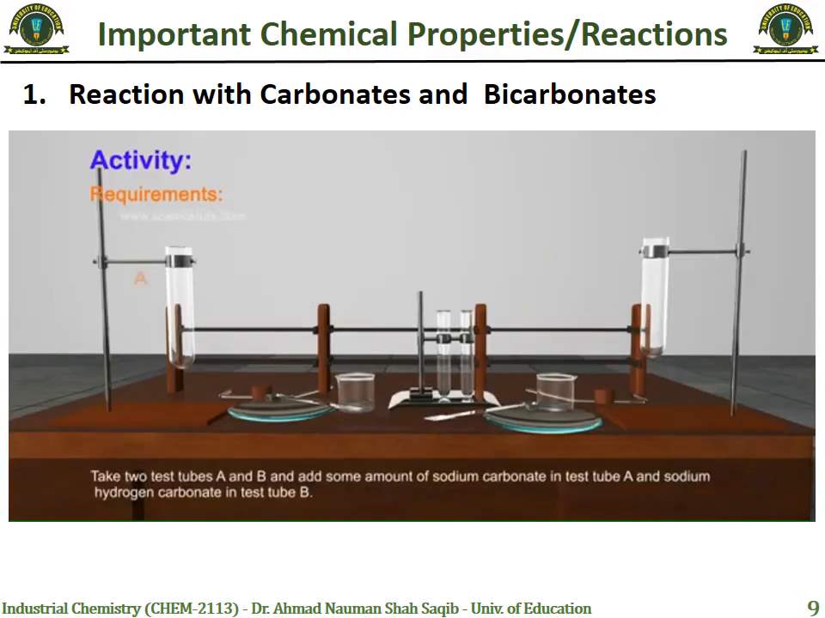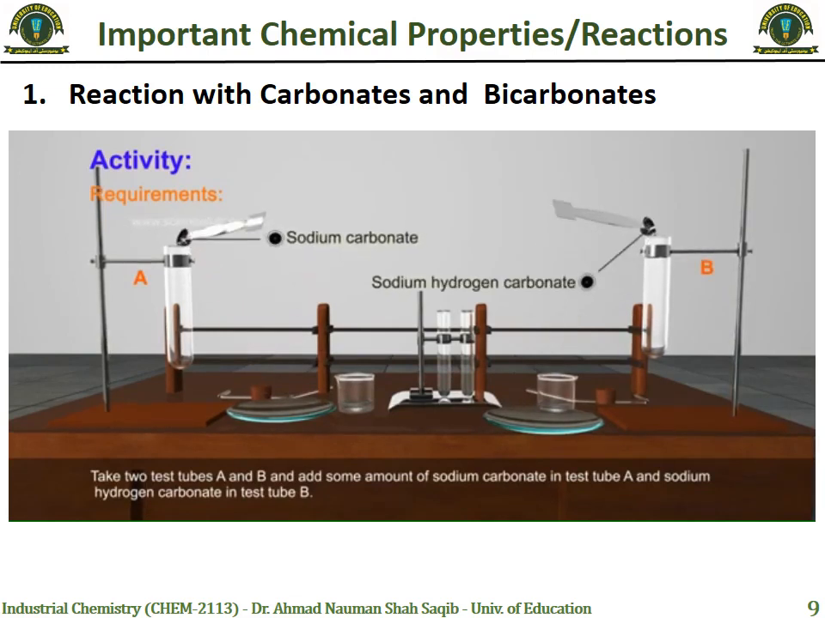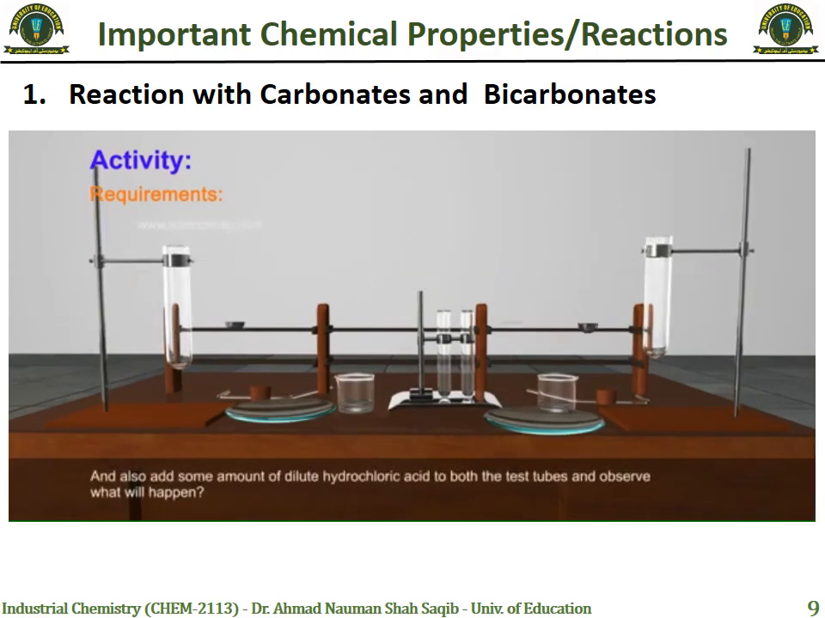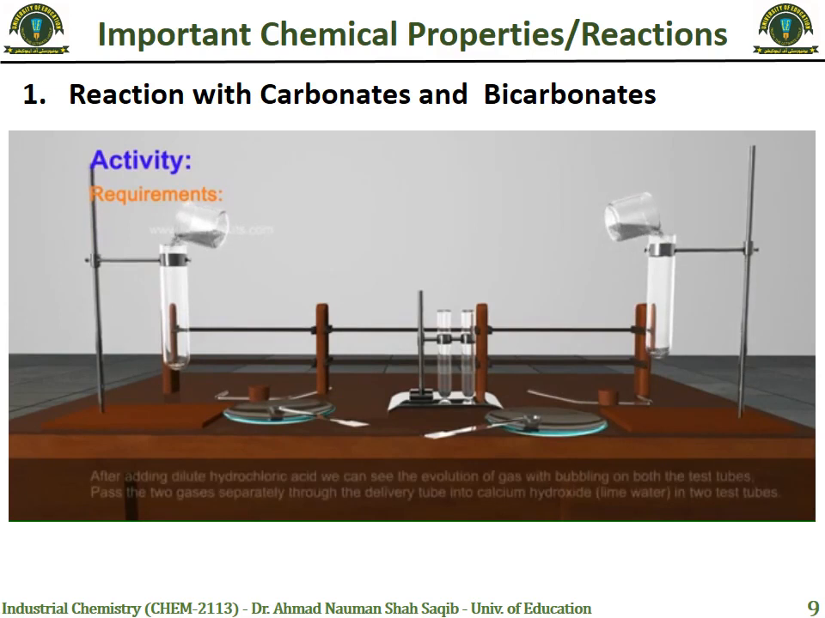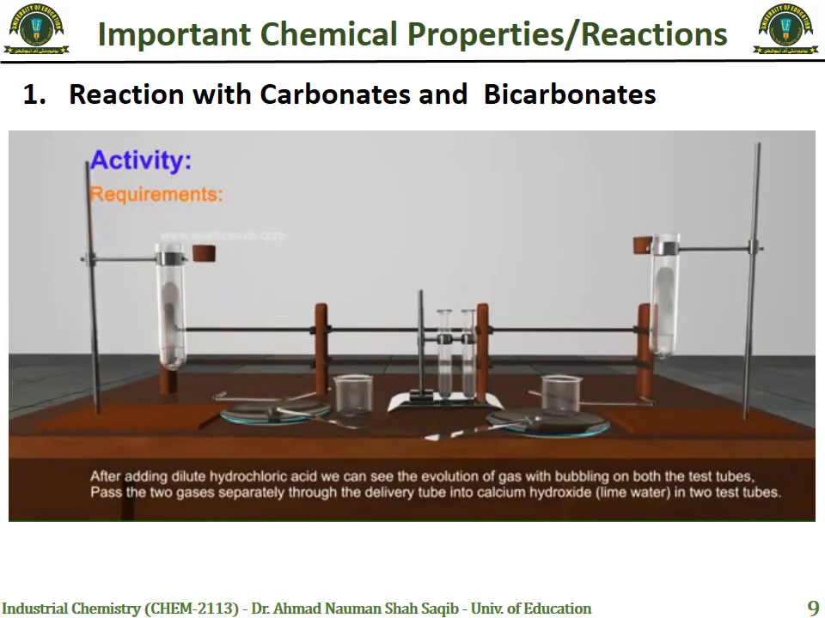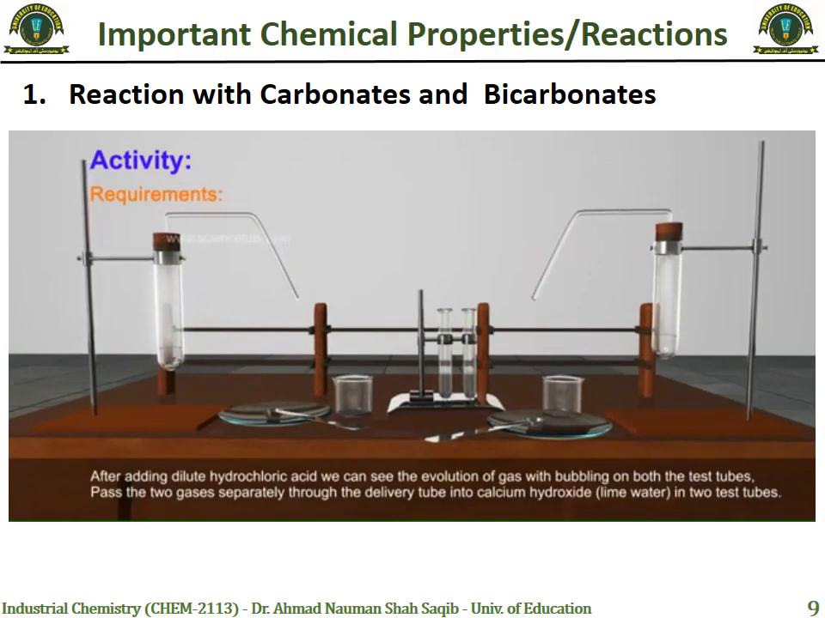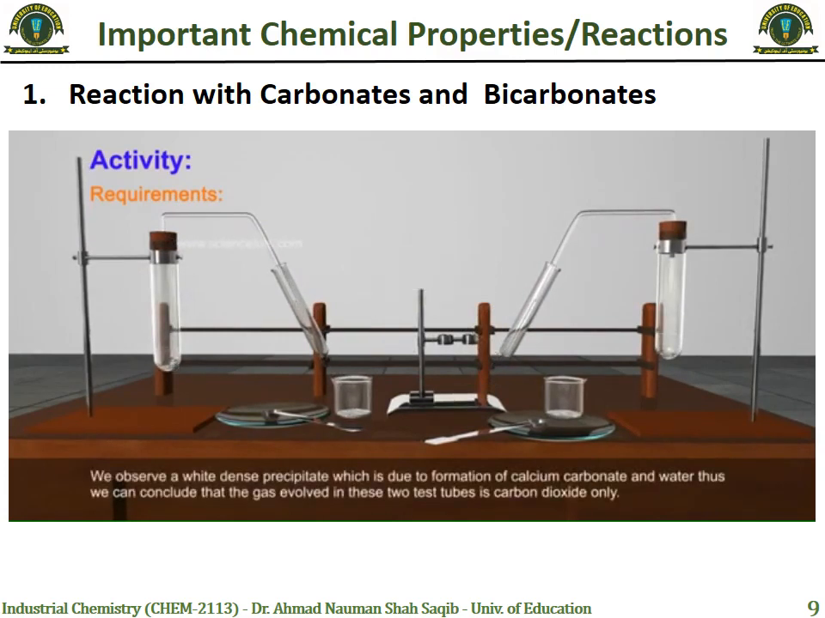Take two test tubes A and B, and add some amount of sodium carbonate in test tube A and sodium hydrogen carbonate in test tube B, and also add some amount of dilute hydrochloric acid to both test tubes and observe what happens. After adding dilute hydrochloric acid, we can see the evolution of gas with bubbling in both test tubes. Pass the two gases separately through a delivery tube into calcium hydroxide, lime water, in two test tubes. We observe a white dense precipitate, which is due to formation of calcium carbonate and water. Thus we can conclude that the gas evolved in these two test tubes is carbon dioxide only.